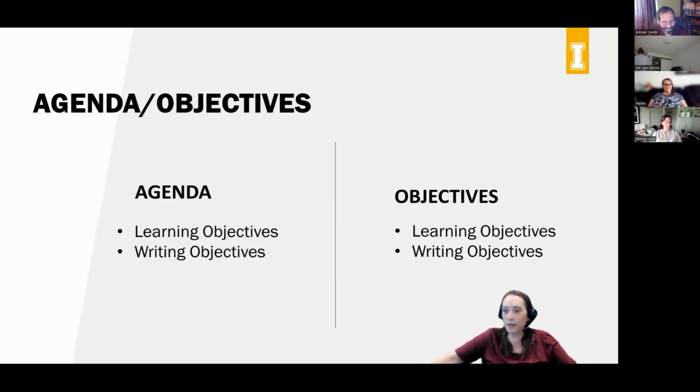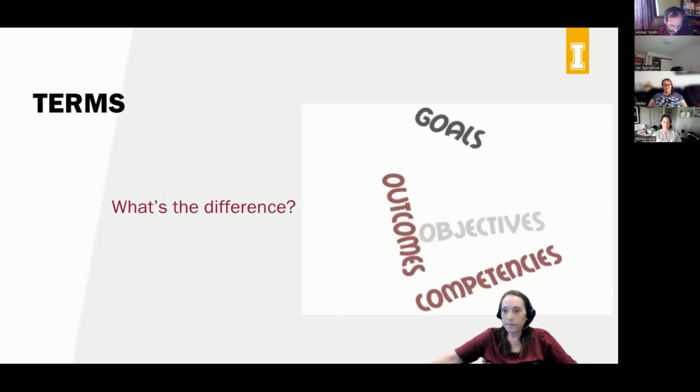Okay, so we're going to talk about learning objectives and writing objectives. That's our agenda, and those are our objectives too, because that's what we're going to cover today. So what's the difference between all these: goals, outcomes, objectives, competencies? Let me stop there because you guys have learned about this. Do you want to throw out anything that you remember from the learning? What are some differences between any of these?